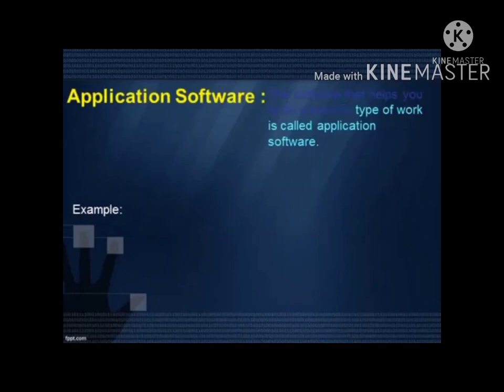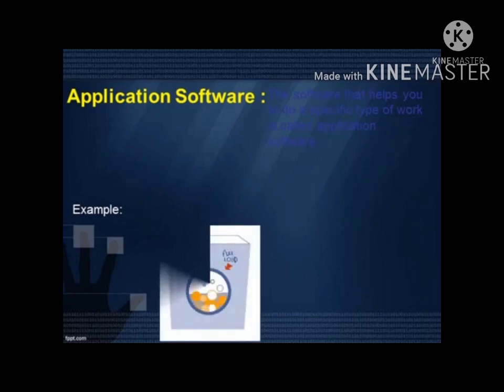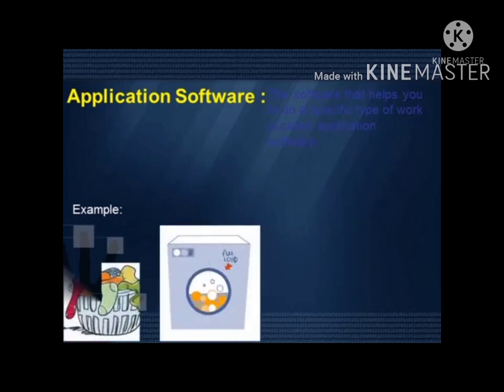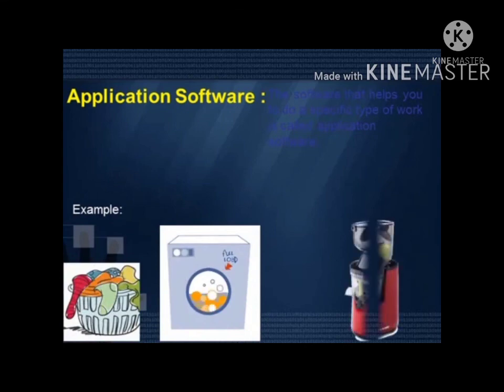Application software. The software that helps you to do a specific type of work is called application software. Example, what do you do with a washing machine in your house? You can only wash the clothes with it. A juicer is used to extract the juice of fruits and vegetables only. This indicates that you can do a specific type of job with these machines. There are different types of application software that help in doing specific types of jobs.